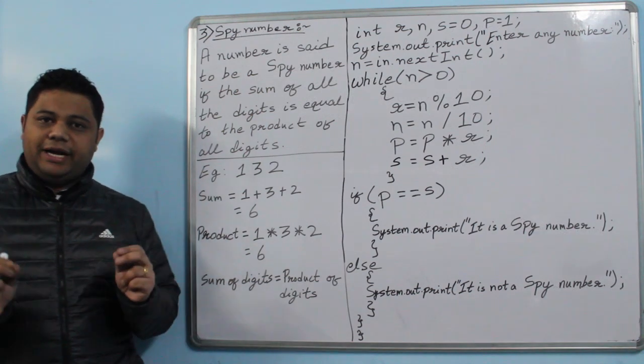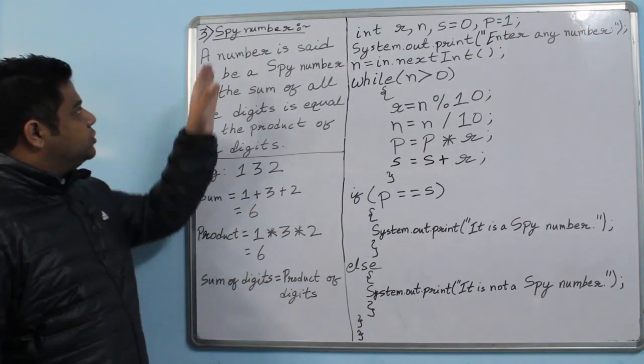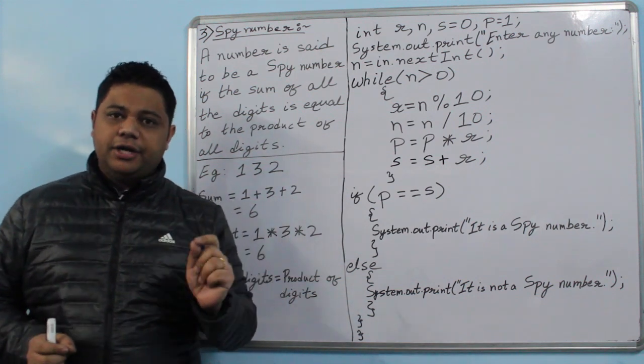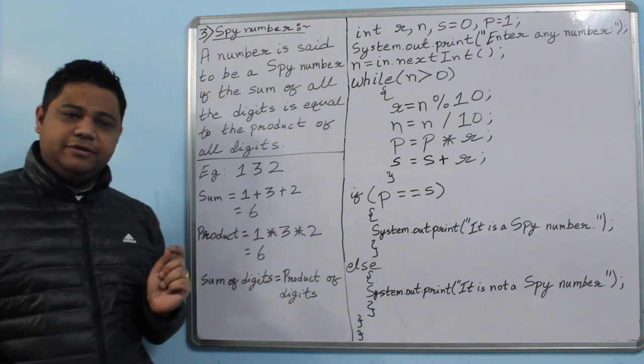Now I will be doing one more program, the last one for this part. So the third program is pi number. It's also known as sum product number. So let's understand the program first.